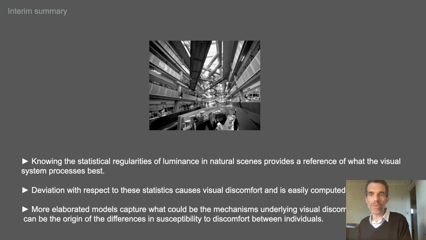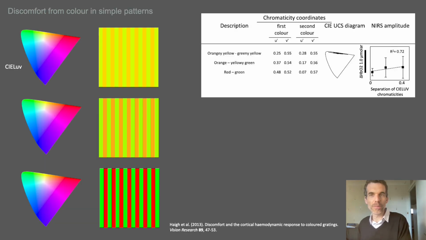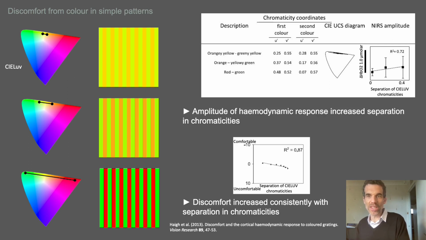All that we have seen so far is about luminance. What about color? Is there any contribution of color to visual discomfort? We know that this is the case in simple geometrical stimuli. Haigh and Wilkins measured both metabolism and discomfort from colored gratings made of two colors with different separation in chromaticity, computed in the CIELUV perceptual color space. Over a large gamut of chromaticities, increased chromaticity differences were consistently associated with increasing hemodynamic responses.